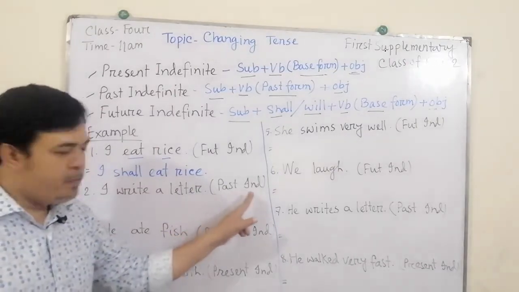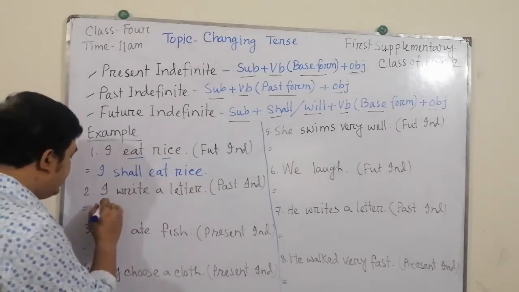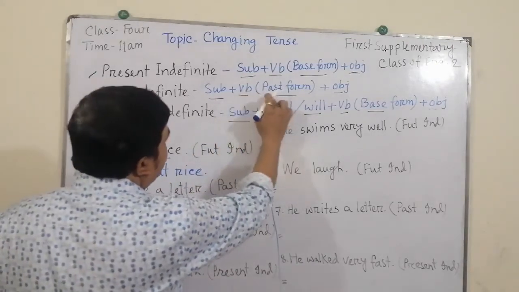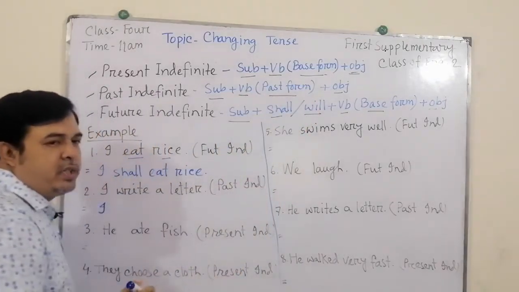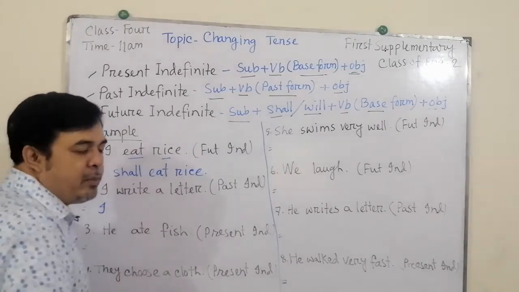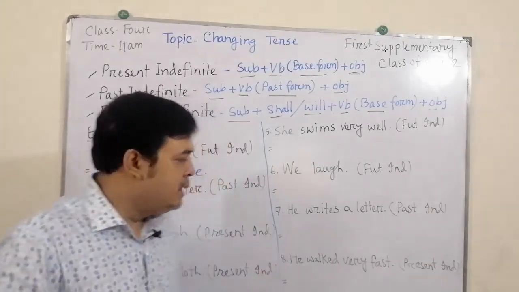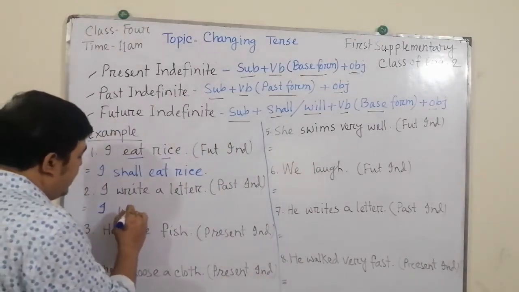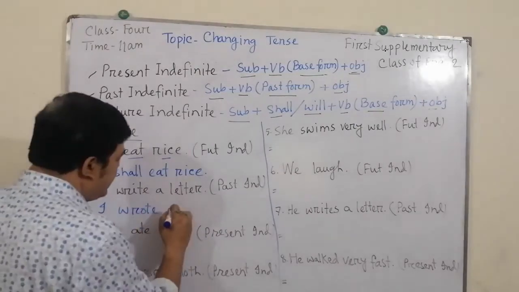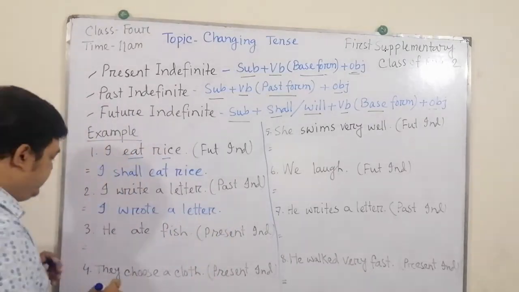Number 2, I write a letter. What should I make? Past indefinite. So to make that, first I take I. Then what to do? We should take the verb's past form. What is the past form of write? The past form of write is wrote, W-R-O-T-E, wrote. I wrote. And the other thing, that means the object, is as usual. I wrote a letter.